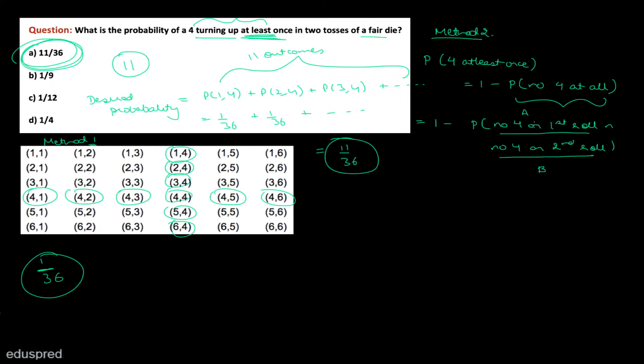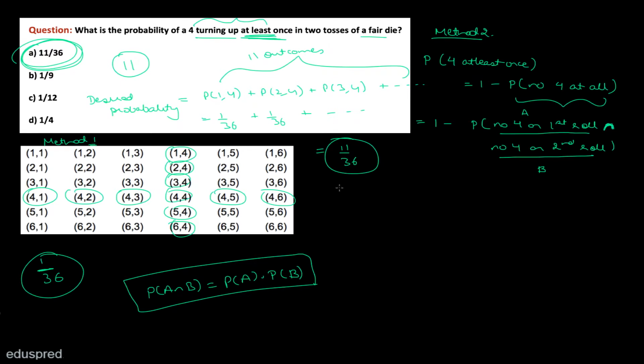Now note that events A and B are actually independent events because what happens on the second roll has nothing to do with what has happened on the first roll, right? So by using the rule of independence, we know that the probability of A intersection B can be written as the probability of A multiplied by the probability of B. This is something that we can write if A and B are independent events, which in our case they are. So this implies we get 1 minus the probability of no 4 on the first roll multiplied by the probability of no 4 on the second roll, right?